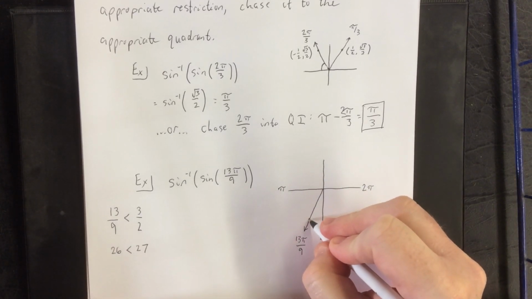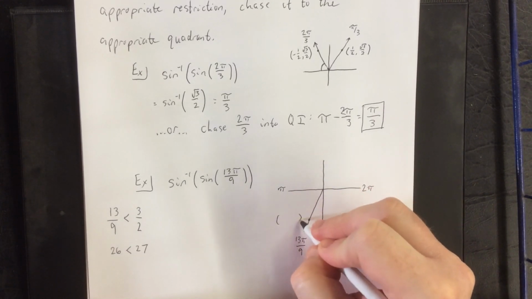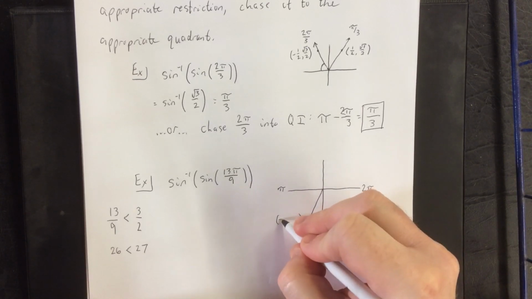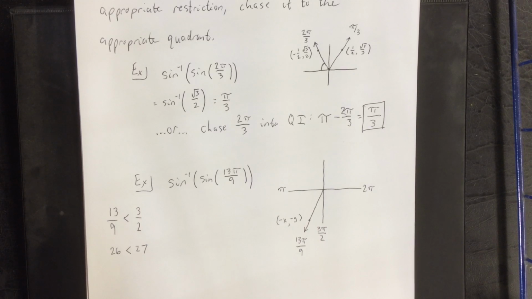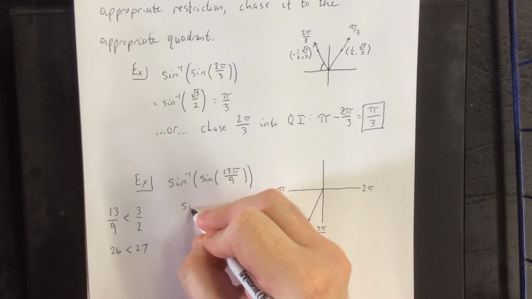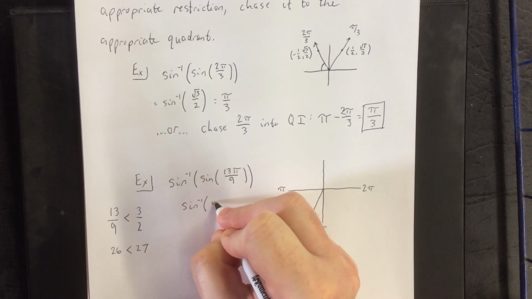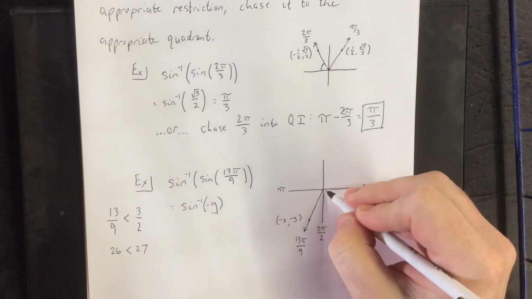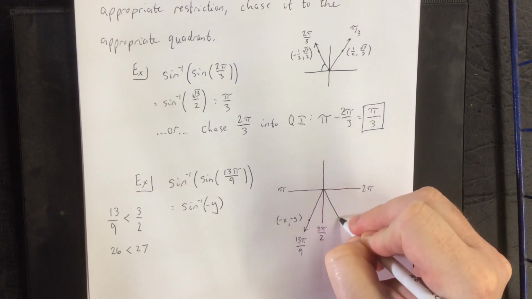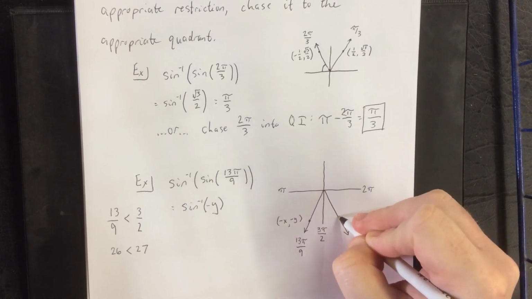Now again, this isn't a familiar angle from the unit circle, but I do know that because we're in quadrant 3, this will be negative x and negative y. With that in mind, we'll call this the inverse sine of negative y. Given that we're looking for the inverse sine of a negative ratio, we would be looking for the corresponding quadrant 4 angle.